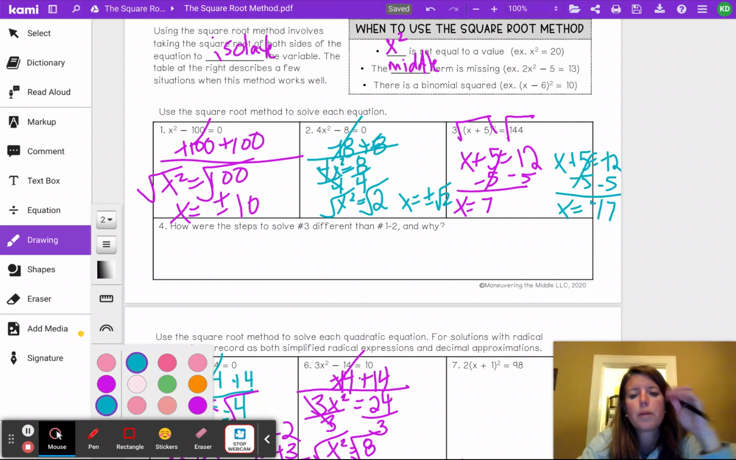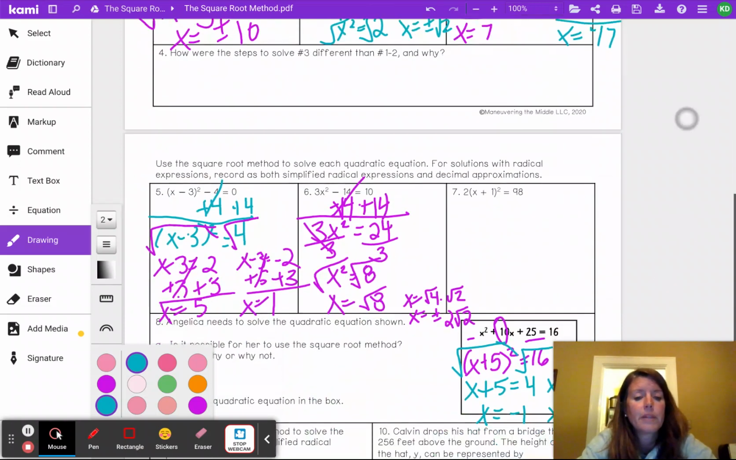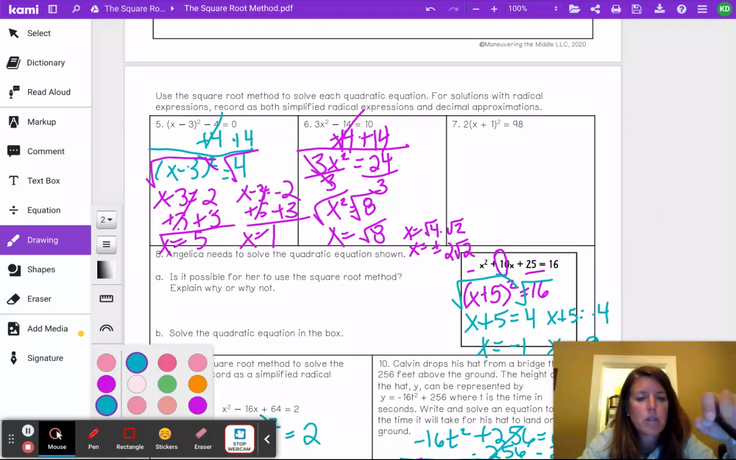Okay. Number 4, how are the steps to solve number 3 different than 1 and 2? It's different because the first thing that you do is you get rid of that exponent by squaring both sides or taking the square root of both sides. That's really it. Okay, number 7.